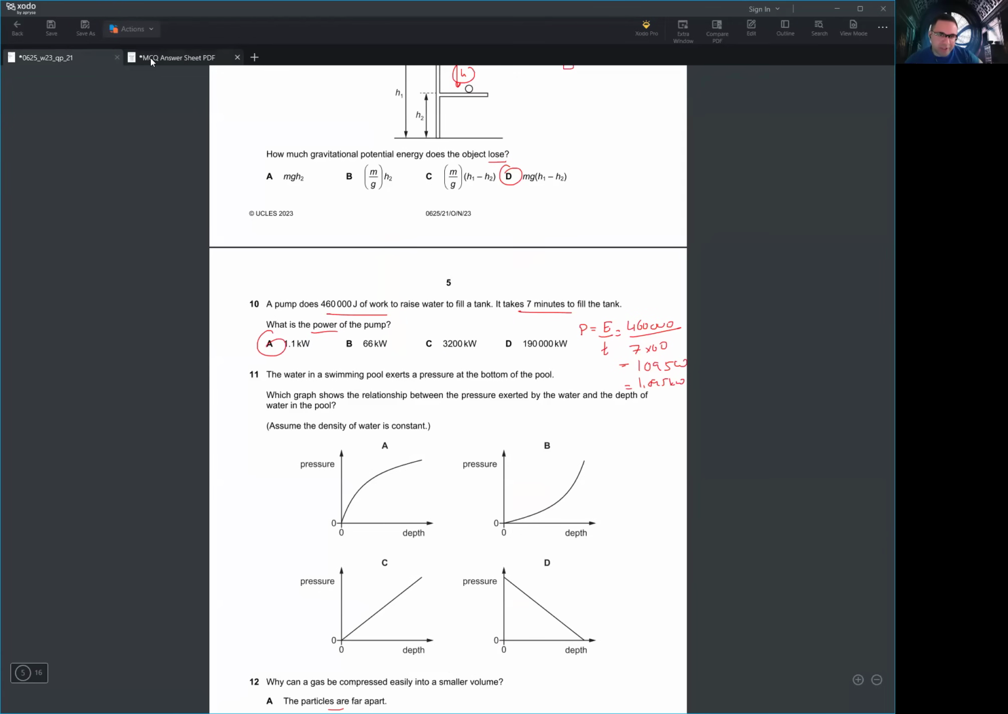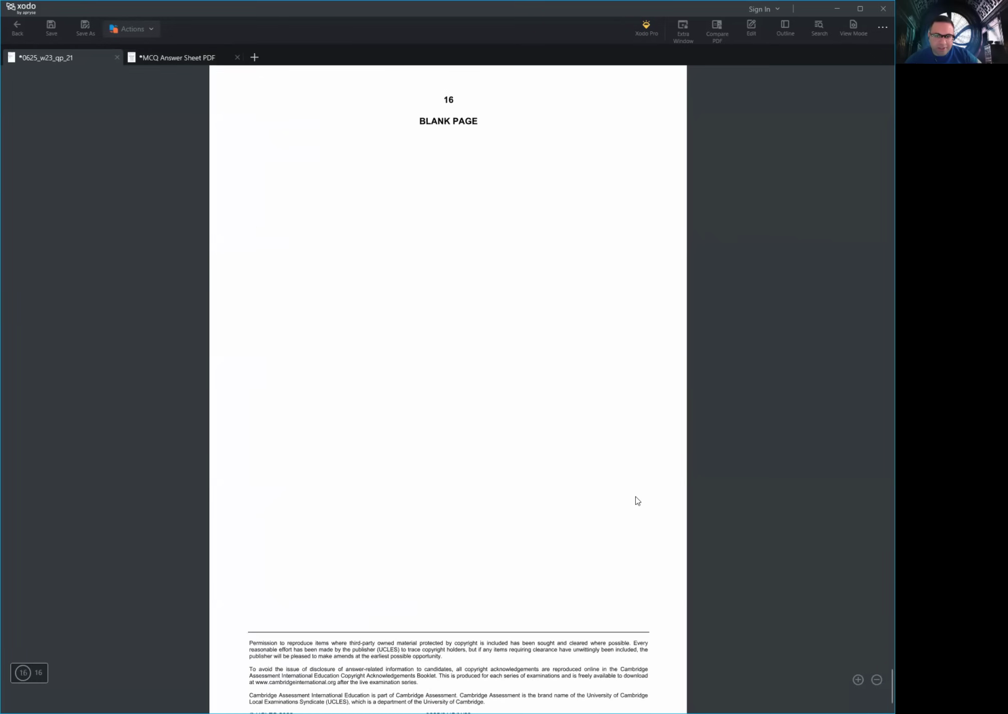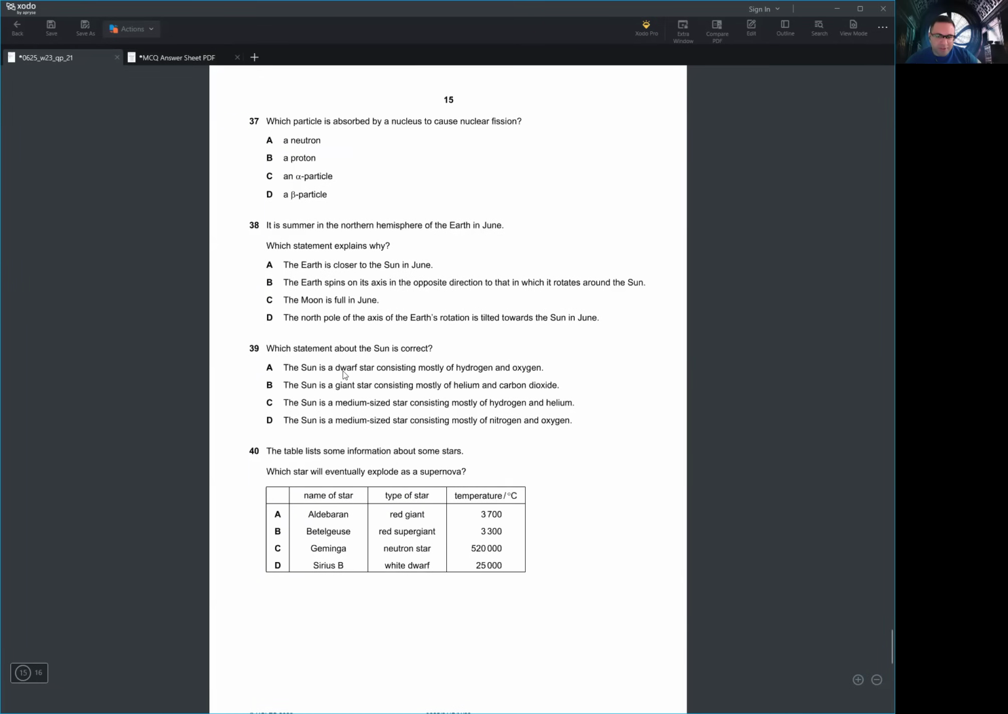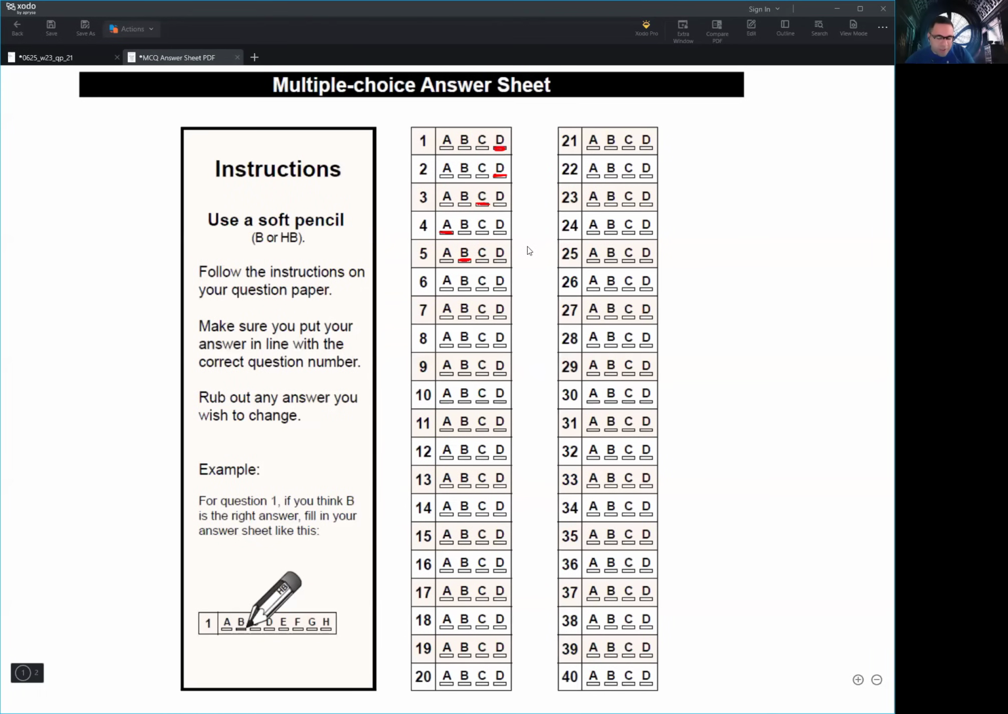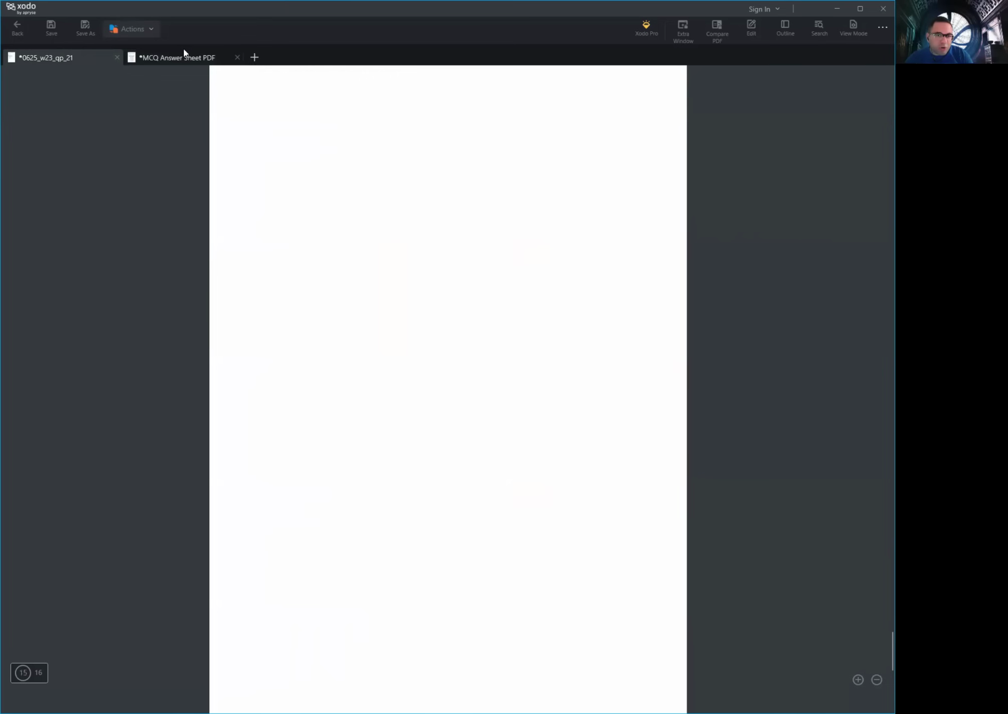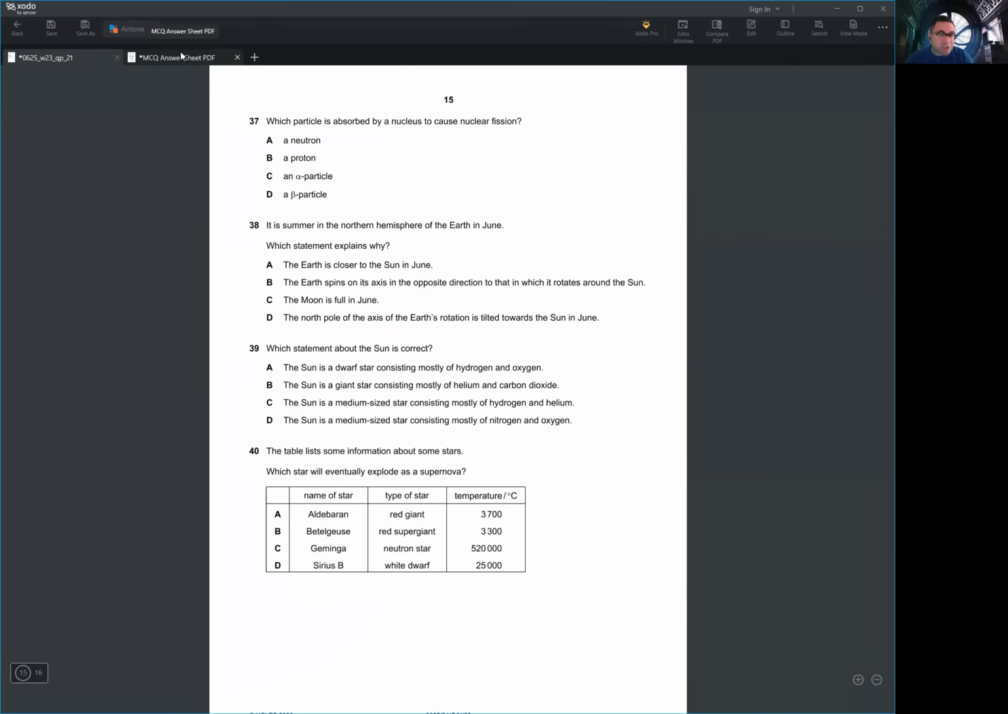Because the worst feeling in the world is when you get to the end of the exam, you have 2 minutes left, and you're still solving question 39, and then you realize, I haven't copied the answers. All of this work, and it's not just the work you've been doing for the past 43 minutes, it's the work you've been doing for the past 9 months. It's gone.